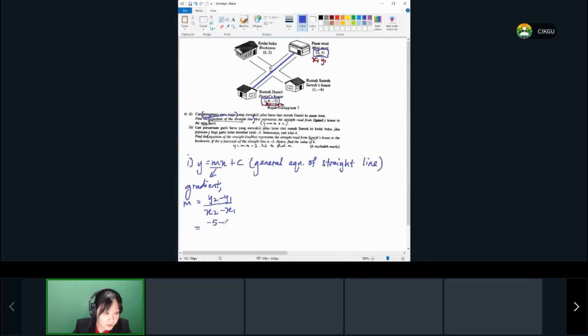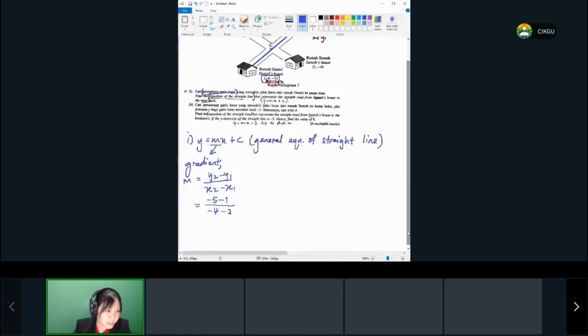So where is it? My y2 minus y1, so minus 1, over my x2 negative 4 minus my x1 2. Okay, pressing calculator. This is why I said prepare a calculator, right? For me, I did it already. Oh, it's a nice number. 1. I hope you guys get it. The gradient is 1.